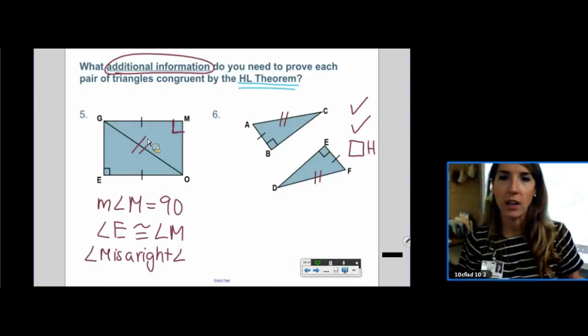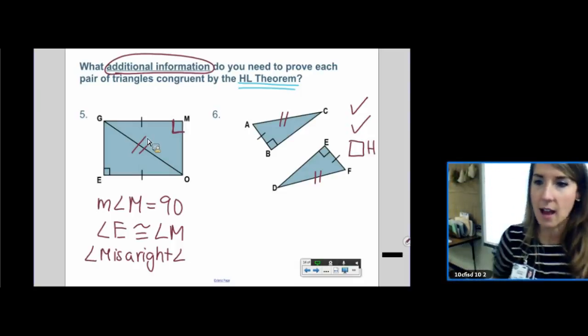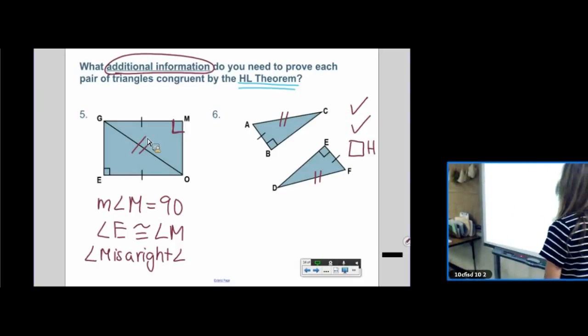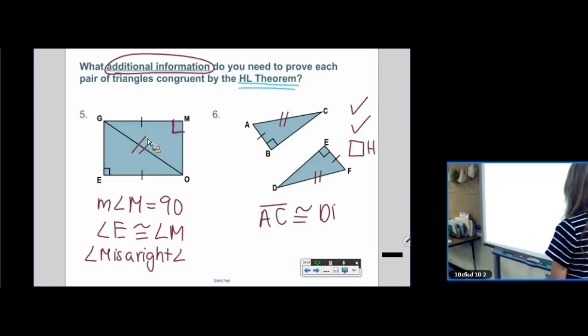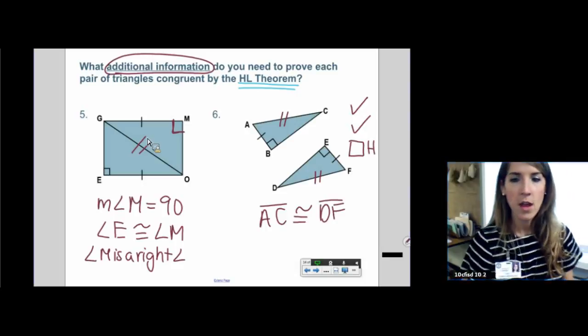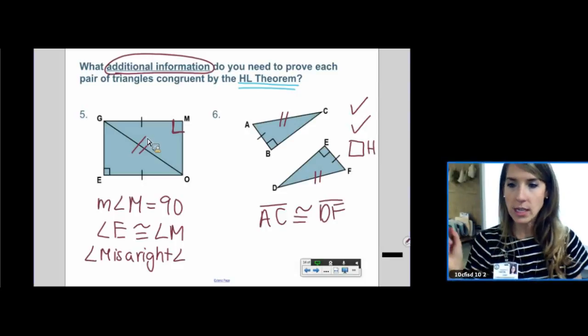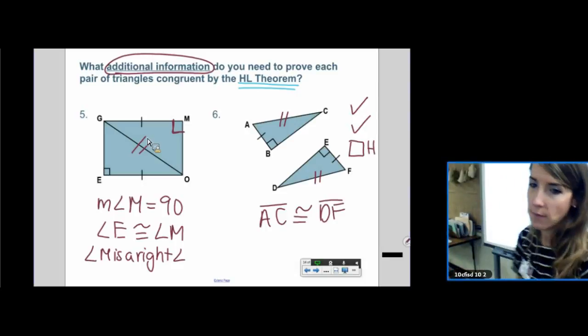That can't be your answer. I need tick marks. You can't say that. You have to say it in precise mathematical vocabulary, which would look like this when you write it on your homework. I need AC to be congruent to DF. I know it's hard to type that in the chat.